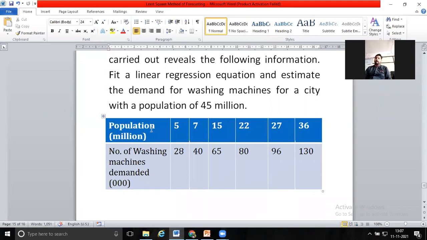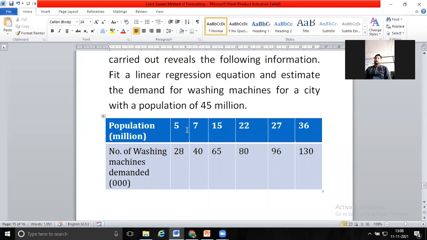So data is provided by a marketing survey. The company comes to know that there is a relation between population and the number of washing machines demanded by that particular city. Okay, so data is provided as population and the respective demand for that town.